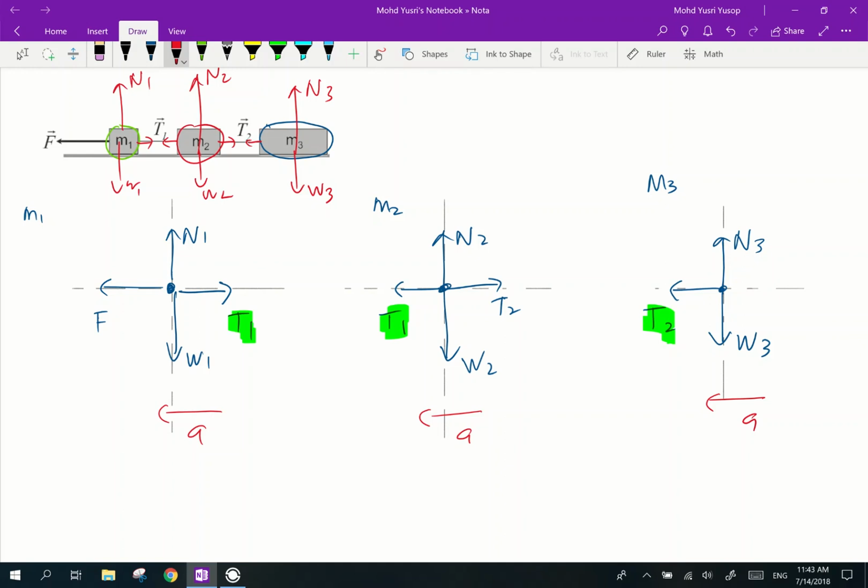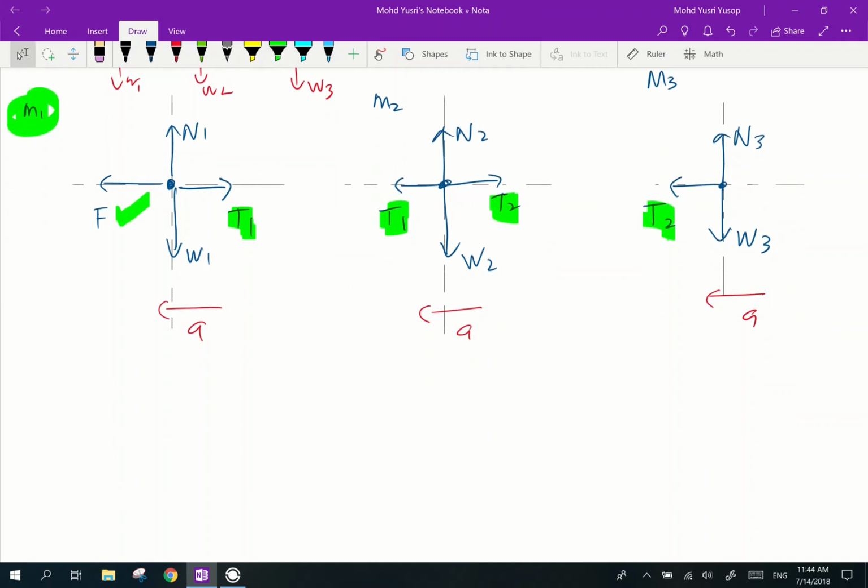Untuk cari T1, it is easier untuk kita cari T1 jika kita gunakan mass 1, sebab F kita ada, T1 yang kita nak cari. Tapi kalau kita guna mass 2, kita ada dua unknown, T1 dan juga T2. Jadi susah sikit. Tapi untuk cari T2 kita boleh gunakan mass 3 sebab ada satu-satunya saja force yang unknown kat sini. Yang ini T2.